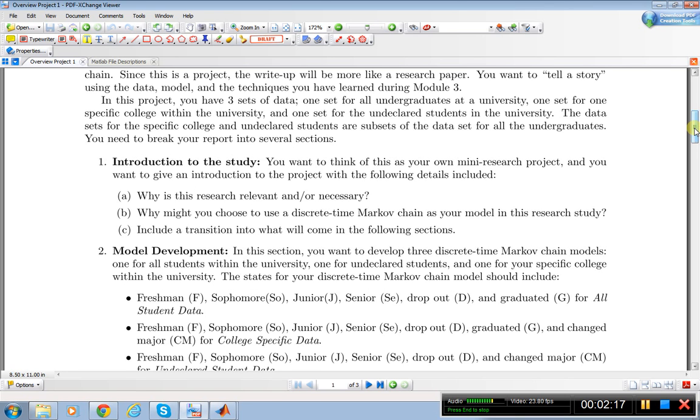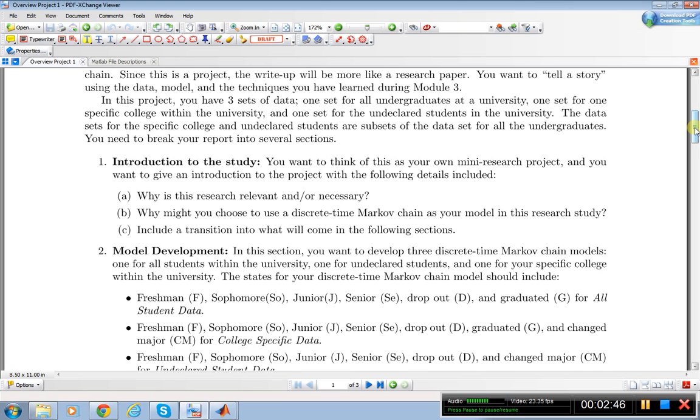Okay, so I have given you 3 data sets to work with. One data set consists of information about undergraduates, all the undergraduates at a particular university. One is only for a specific college within the university, so a subset of that data set, and one is for just a set of undeclared students in the university. So again, a subset of all the undergrads.